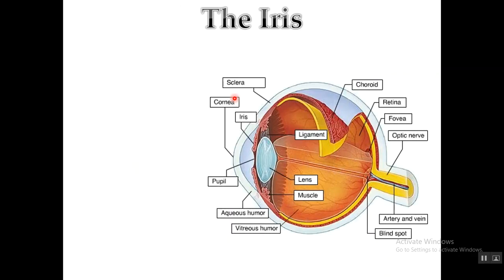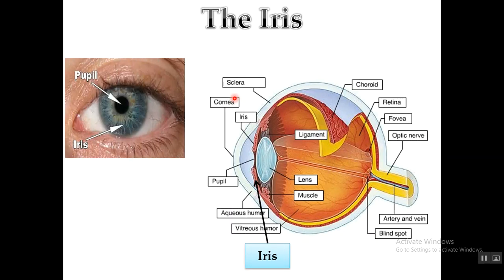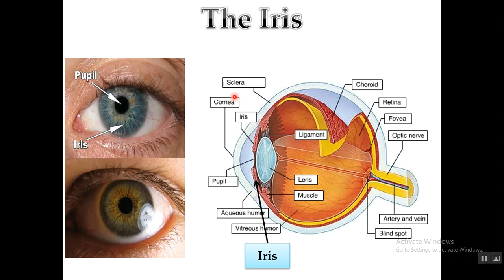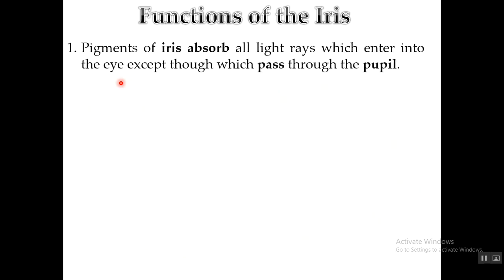Number one, the iris. This is the iris. As we can see here, the iris contains an aperture or opening inside it. This is called the pupil. The iris contains two kinds of muscles: the constrictor pupillae, and another muscle called the dilator pupillae muscle. What about the function of the iris?